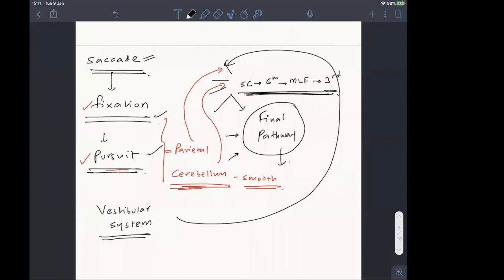So it's 7:55. This is actually all I wanted to talk about, because if I go deeper into any one of these, into the vestibular system or pursuit or anything, then that is another 1 hour of explanation. So I just wanted to explain the final pathway to you properly. And I hope that you all understood. And if there are any questions, now you can ask me.